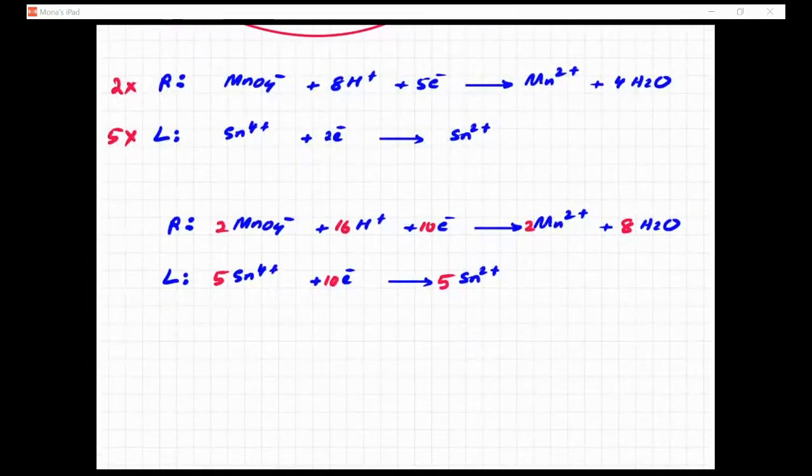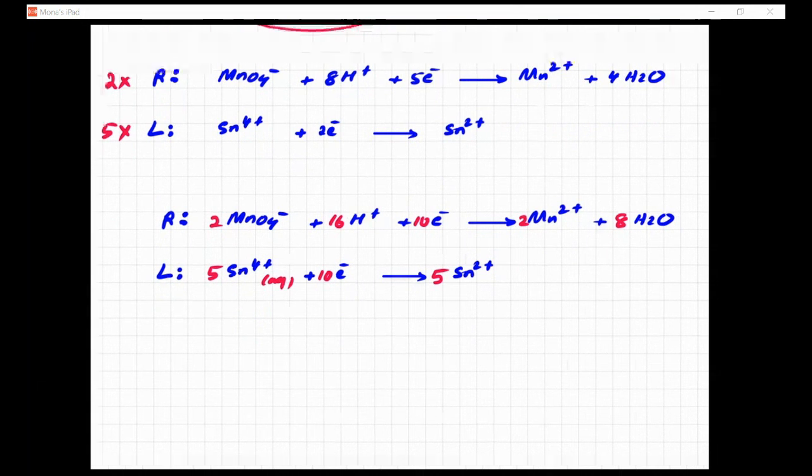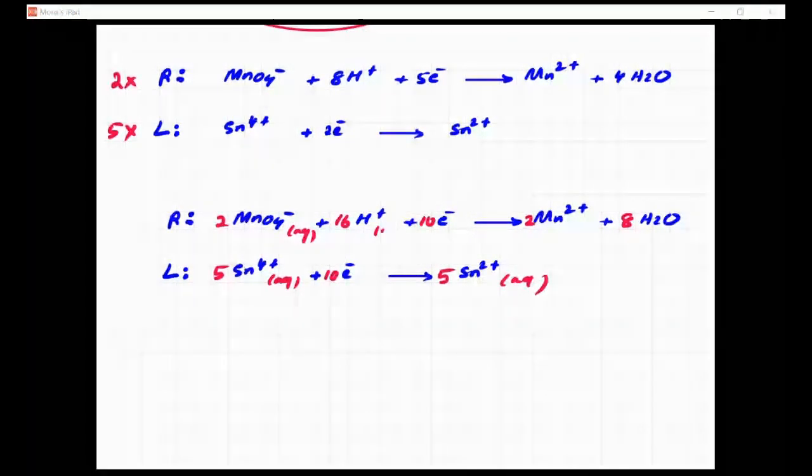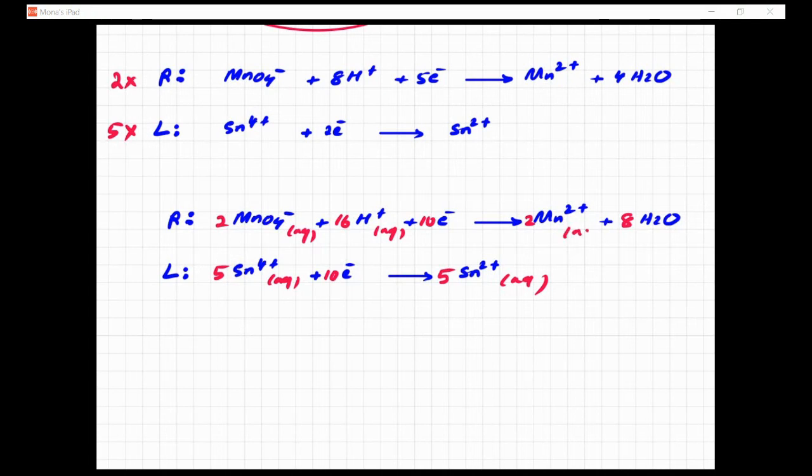Anyway, so how do we write the cell notation? Of course, this is aqueous here. This is also aqueous. This is aqueous. This is aqueous. And this is liquid, right? So this is what we have.